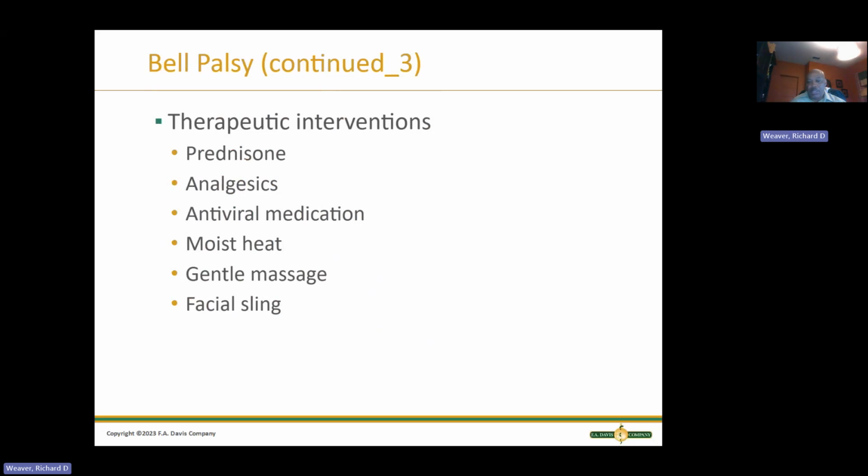Moist heat and gentle massage to the face and ear can ease the pain. And a facial sling may be used to aid in eating and support of facial muscles. I'll tell you one thing: just massaging your face while this condition is present, I think helps stimulate those muscles and kind of aids to recovery a little faster, in my opinion.